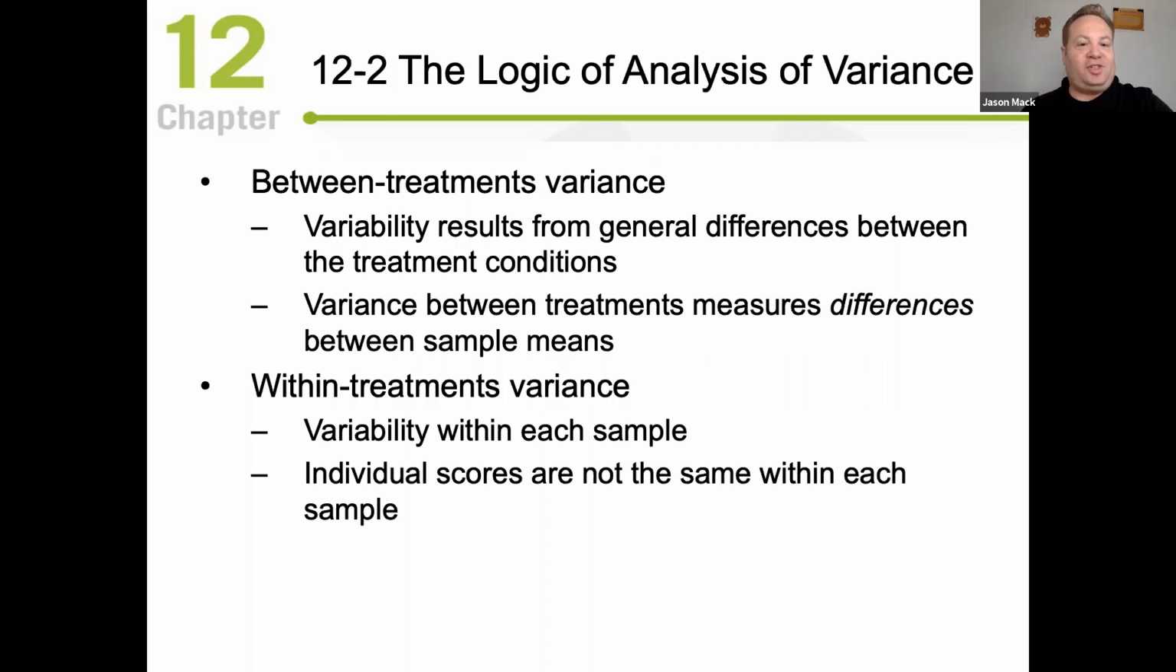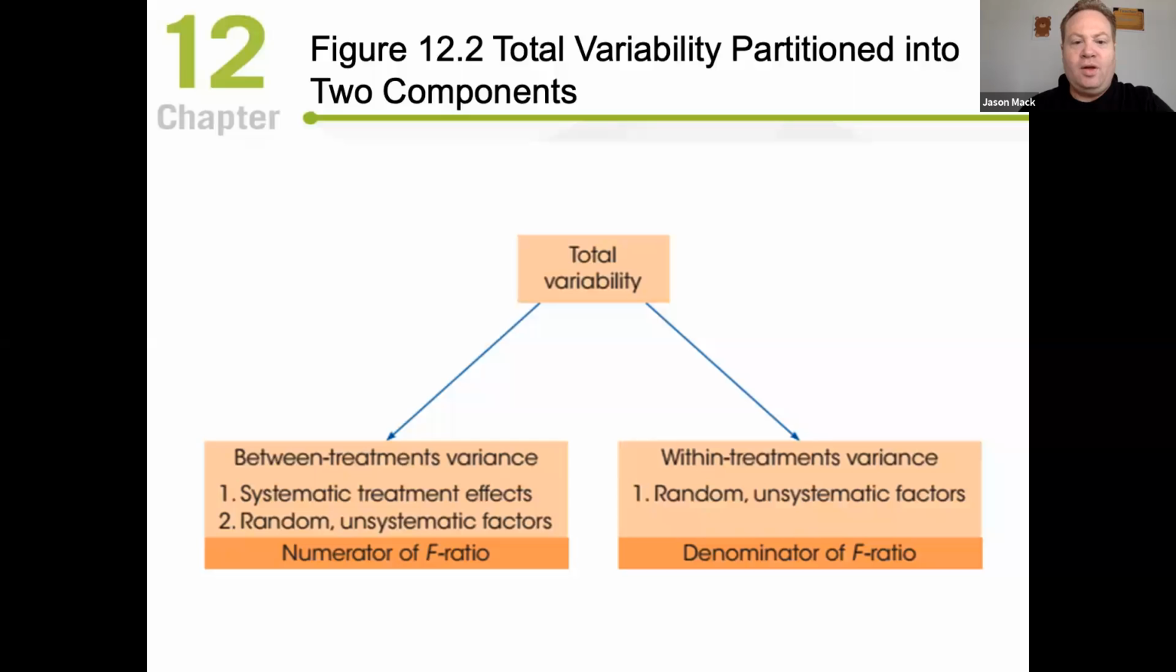The logic of analysis of variance. Between treatments variance: variability results from general differences between the treatment conditions. Variance between treatments measures differences between sample means. Within treatments variance: the variability is within each sample. Individual scores are not the same within each sample. Figure 12.2: the independent measures ANOVA partitions or analyzes the total variability into two components, variance between treatments and variance within treatments. That's what we're looking at right now.